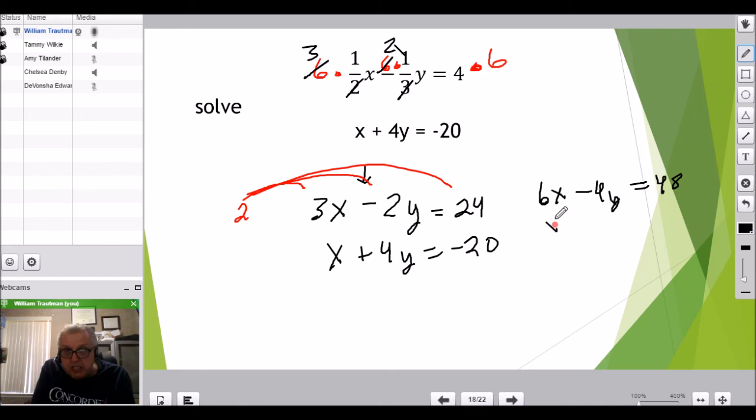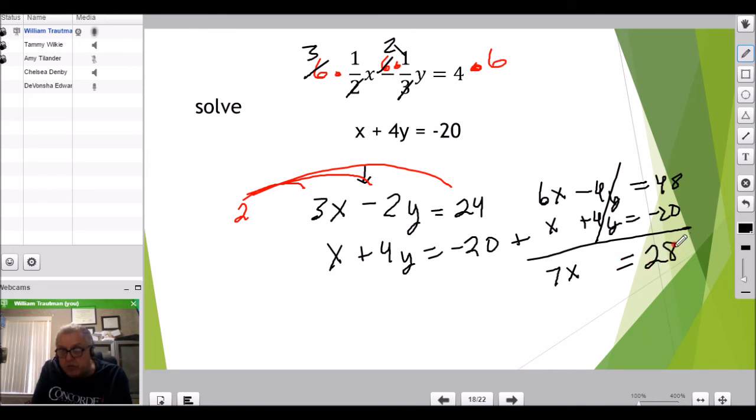The bottom I'm going to leave exactly as I see it because my y's will cancel out when I add them now. Wait, that's a plus. When I add these, I get 7x. 6x plus 1x is 7x. This turns to 0, and this turns to 28. 48 minus 20 is 28. Divide both sides by 7.